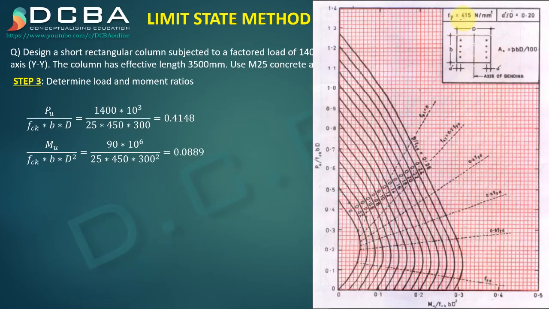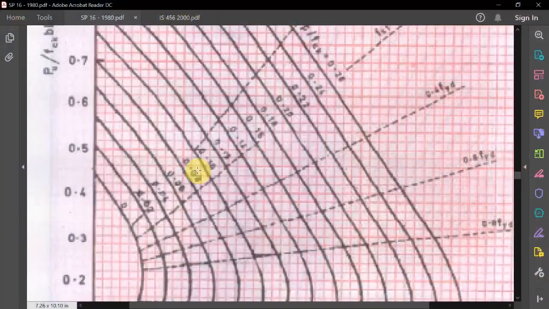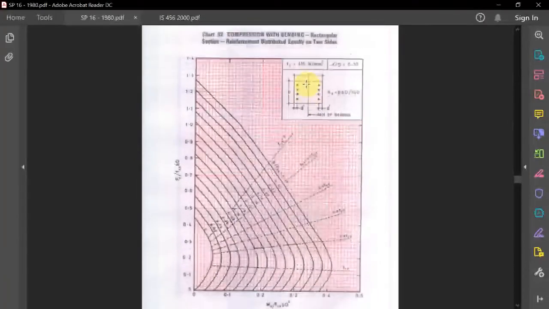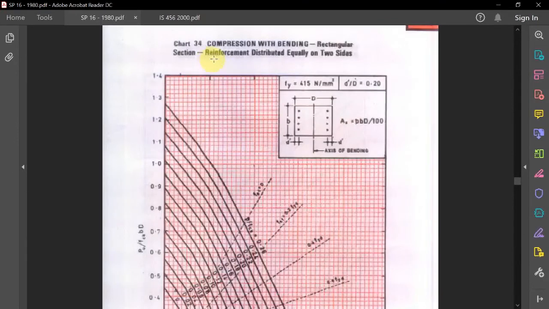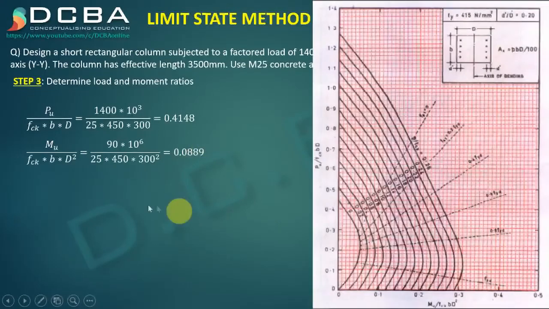Now this is that chart FY415 and D dash by capital D is 0.2. So let me see which is that chart number. It is chart number 34 of SP16. So PU is 0.4148. You have to plot this. See, this is your MU by FCK BD square and this is your PU by FCK BD, and it somewhere intersects in between 0.06 and 0.08.